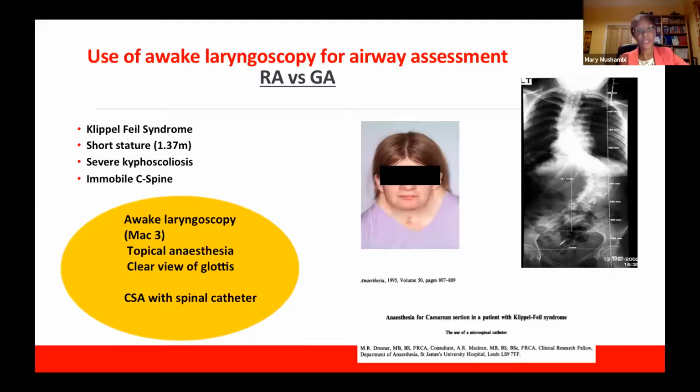Nowadays, obviously, you would use a video laryngoscope under topical anesthesia, and they had a clear view of the glottis. And therefore, they were happy to do this woman under regional anesthetic, knowing that if they needed to give a general anesthetic intraoperatively, they would be able to intubate the patient.